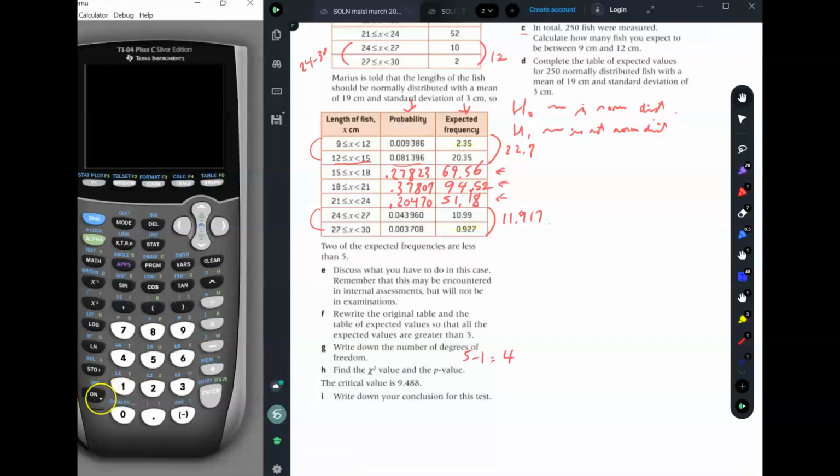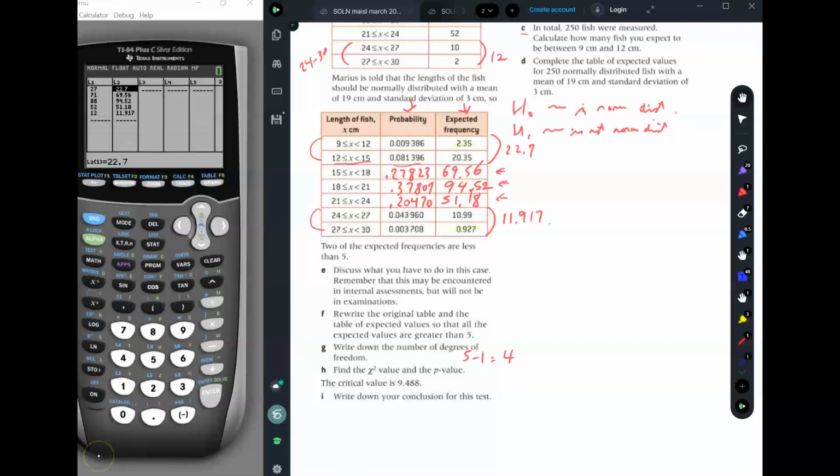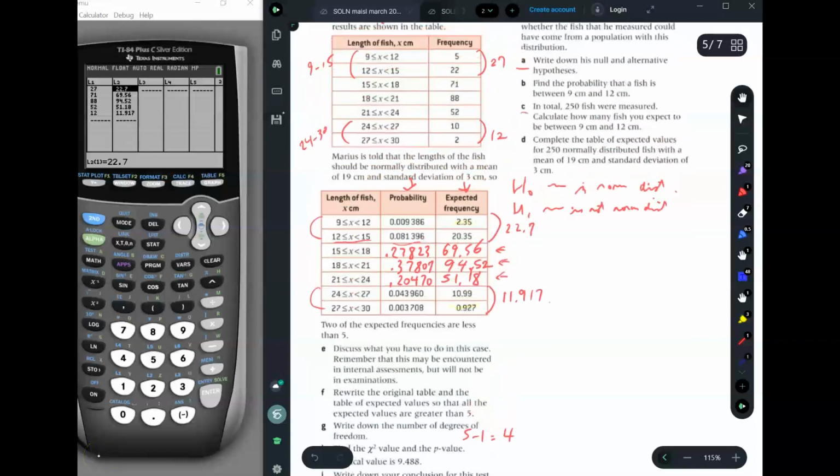So let's turn the calculator back on. Okay, and so what I'm going to do first is I'm going to type in this data here. So 27, 71, 88, 52, and 12. I'm going to put that into L1. Then in L2, I'm going to put 22.7. And then 69.56 and 94.52, 51.18, 11.917. That's what I'm going to put into L2.